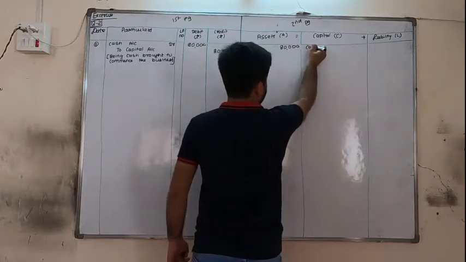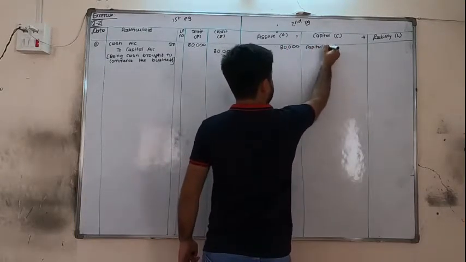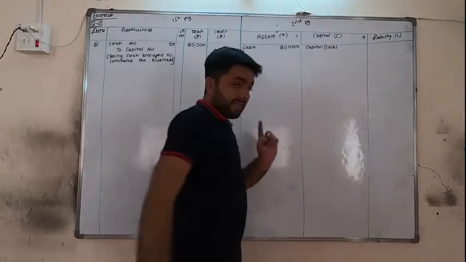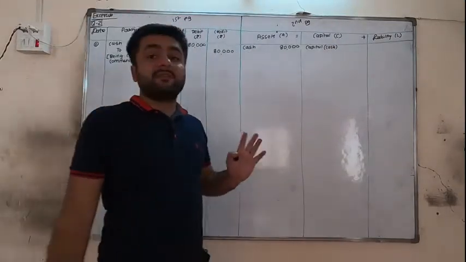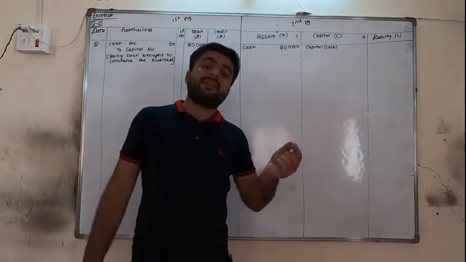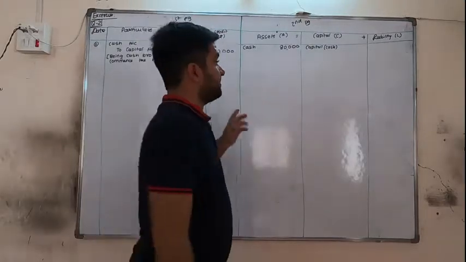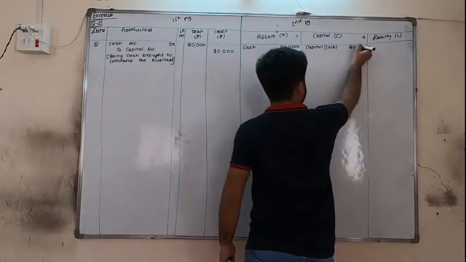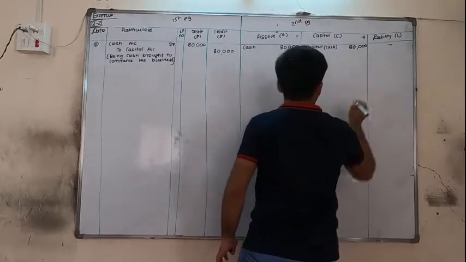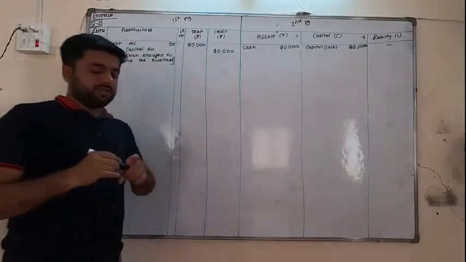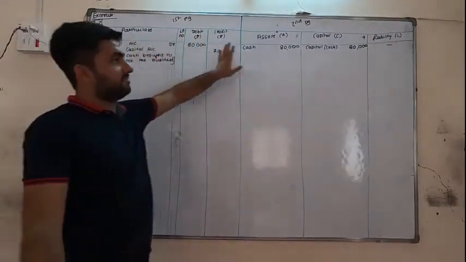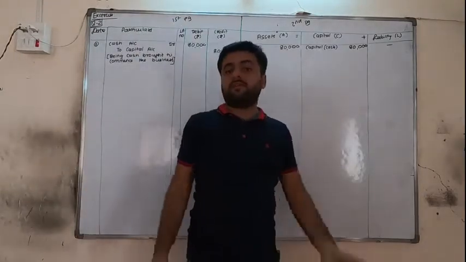And capital is also coming. Capital is coming through what? Through cash. This you should clear. We can bring capital through asset or goods or cash. We have brought through cash. And there is no liability, so dash. So see, cash is coming in business and owner is the giver of capital.